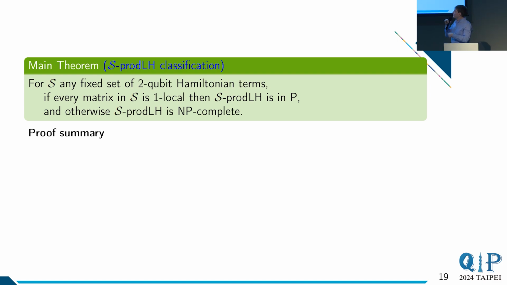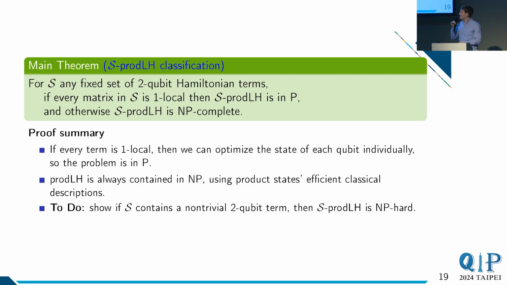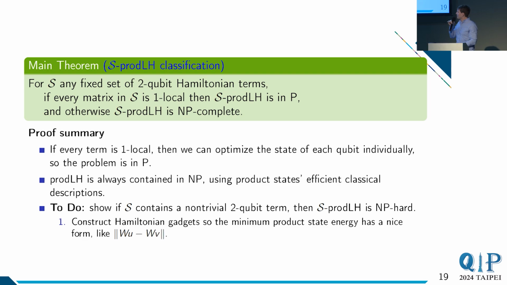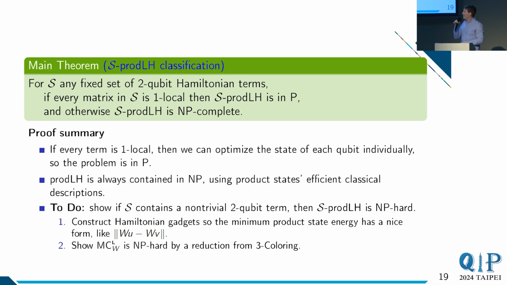So to get our main theorem classifying the complexity of product states, we had that for the one local case, it's straightforward. It's always contained in NP, and what we needed to do was show NP hardness. So we introduced these Hamiltonian gadgets such that the minimum product state energy had a relatively nice form in terms of these stretched distances. And then we show that this new vector max cut problem is NP hard by a reduction from 3-coloring, using these triangle gadgets.